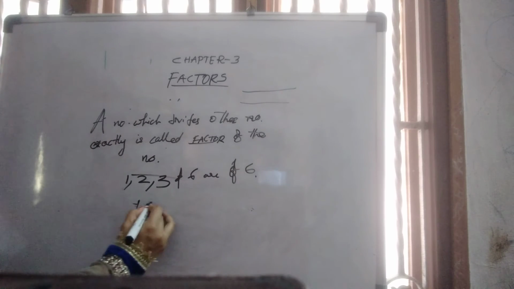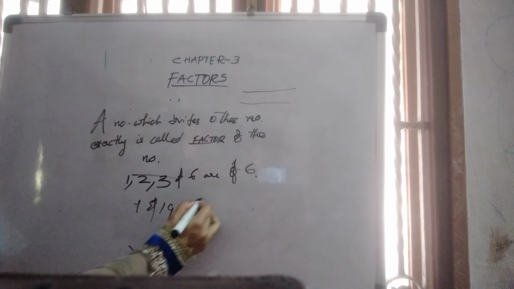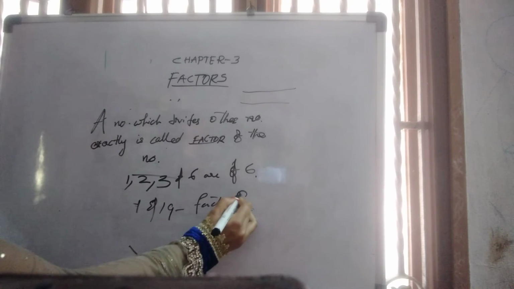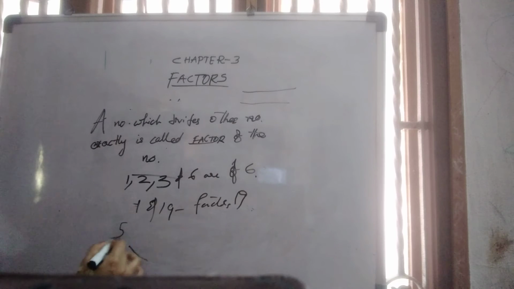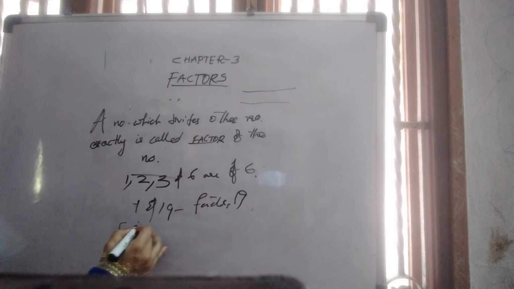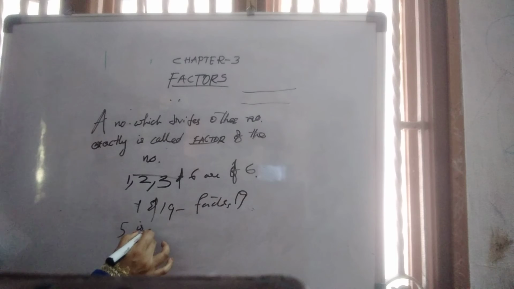Similarly, 1 and 19 are factors of 19. Is 5 a factor of 16? No, 5 is not a factor of 16. Number 5 is a factor of 15.